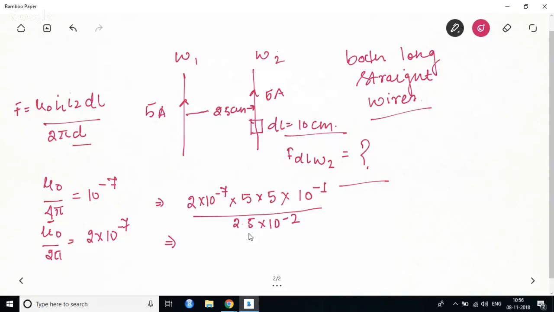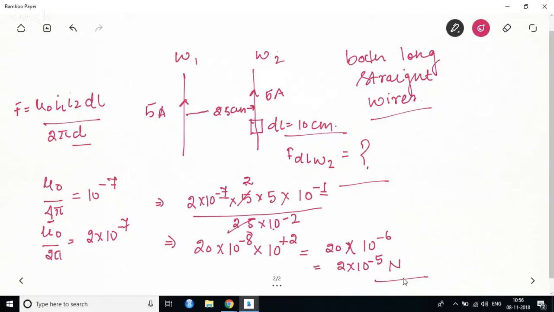So how much is it? This is 2. So 2 into 2 is 4. 4 into 5 is 20. 20 into 10 to the power minus 8. Minus 7 minus 1 is minus 8. And this 10 to the power minus 2 will go above and become 10 to the power plus 2. So this becomes 20 into 10 to the power minus 6, or 2 into 10 to the power minus 5 Newton. That's the answer. Did you guys find it out?